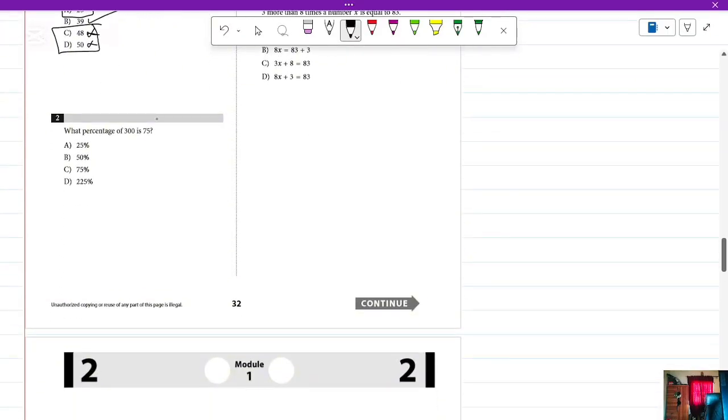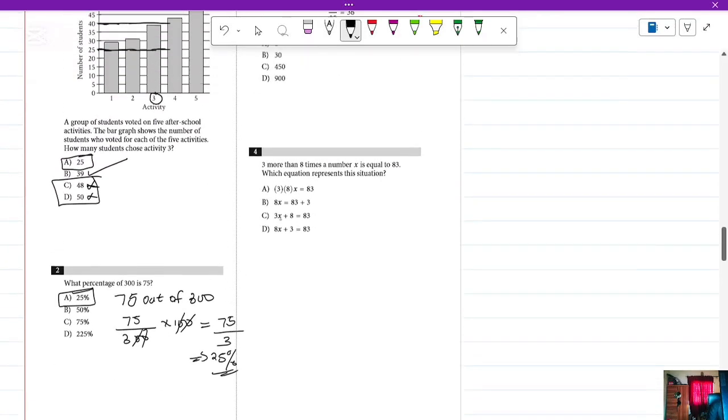Number 2. They said, what percentage of 300 is 75? So what we are trying to tell you here is that we want you to find what percentage of 300 is 75. So that would be 75 out of 300. So you have 75 over 300 multiplied by what? 100. This we cancel, this we cancel, right? So we are left with 75 divided by 3, which will give you what? 25 percent, which makes A the correct answer.